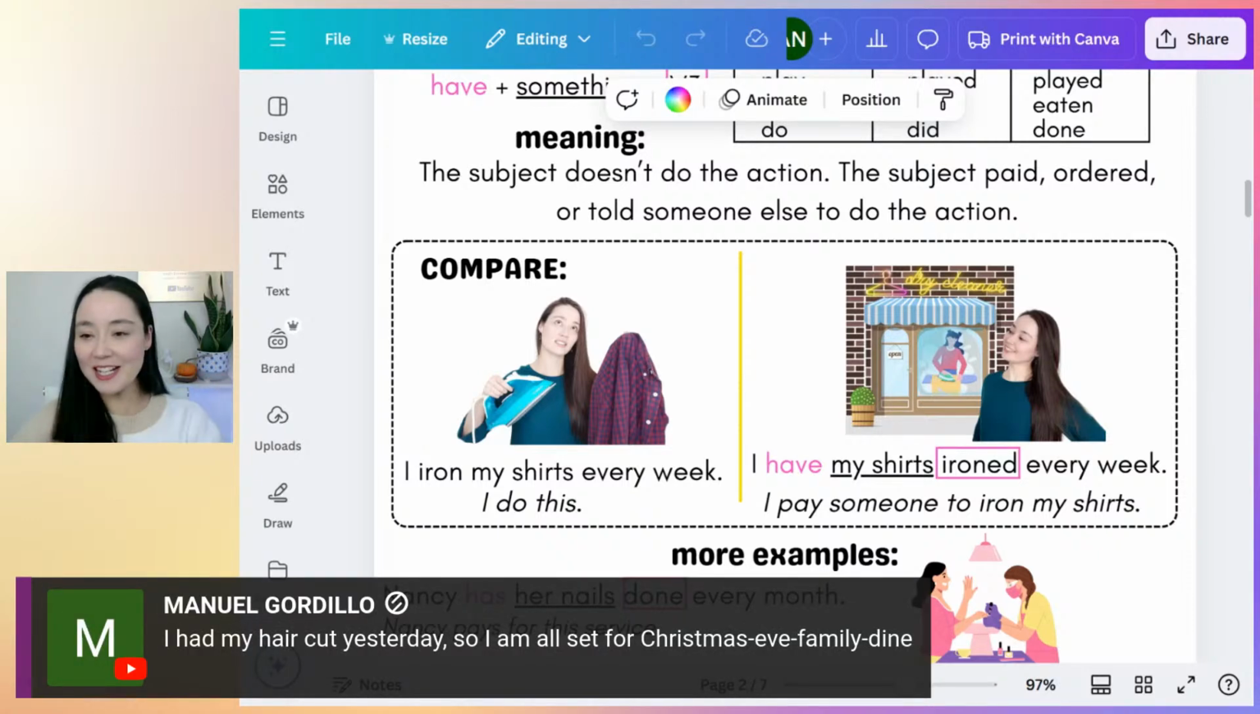Manuel already with an example. I had my hair cut yesterday, so I am all set for my Christmas Eve family dinner. Wonderful. Nice. Good.